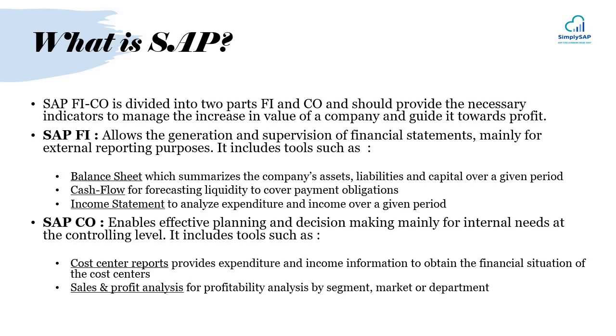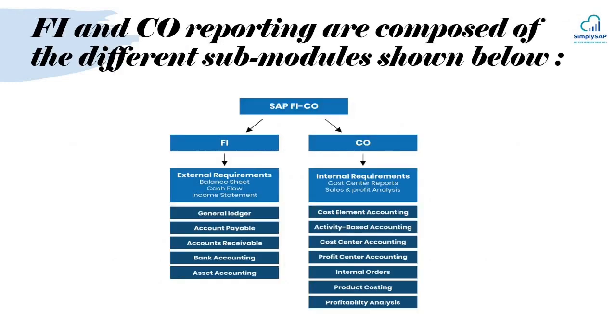I will show you the diagram. Over here you can see we have SAP FICO. Under that we have these two parts, FI and CO. These are both different. Previously FI and CO were together. Now they are different modules.